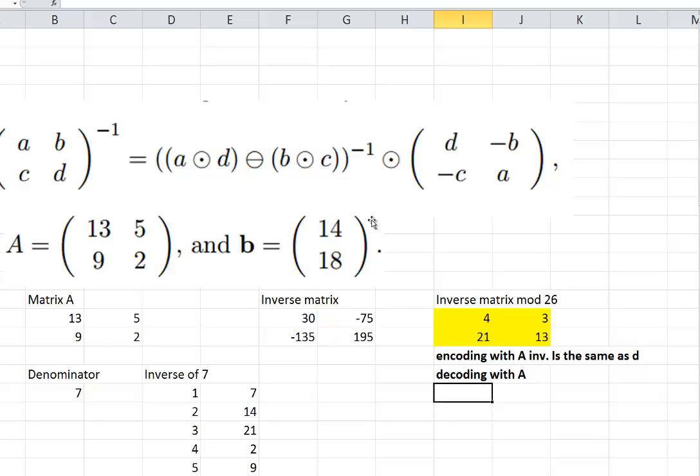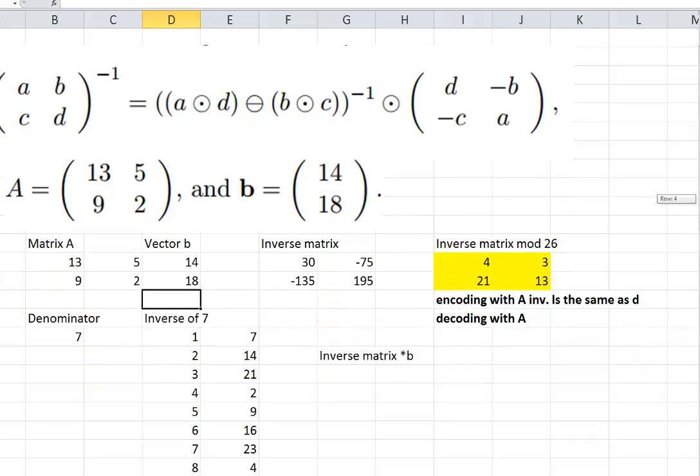Now I also need to find A inverse B. So I need to take the inverse matrix times B. I can do that down here. Here's my inverse matrix, and here's my vector B, which is 14 and 18. This spreadsheet is not really nicely organized, but it gets the job done. Let me move it up so you can see what I'm doing here.